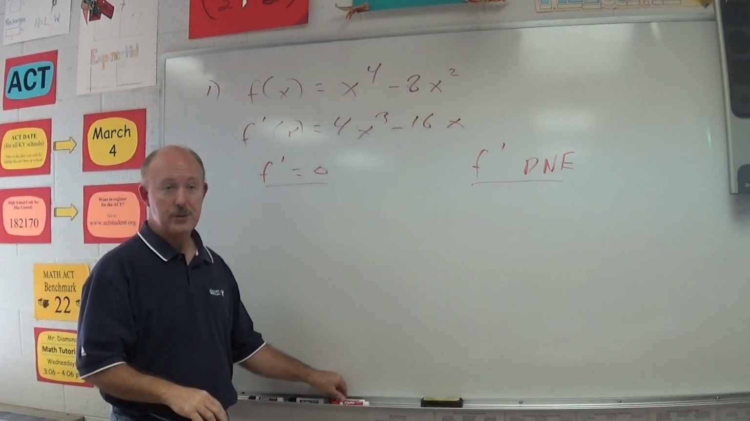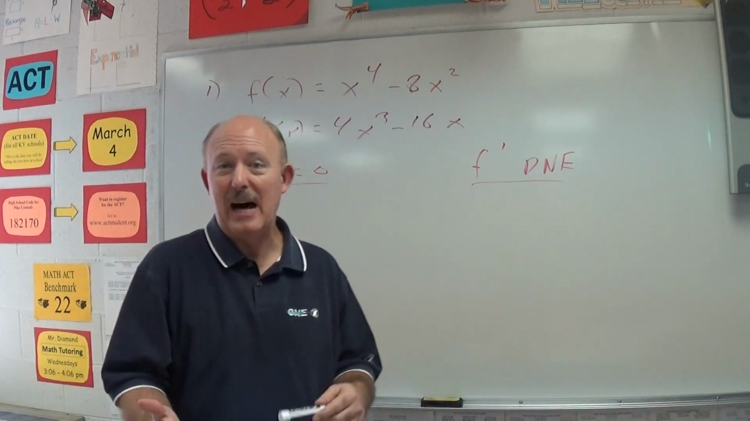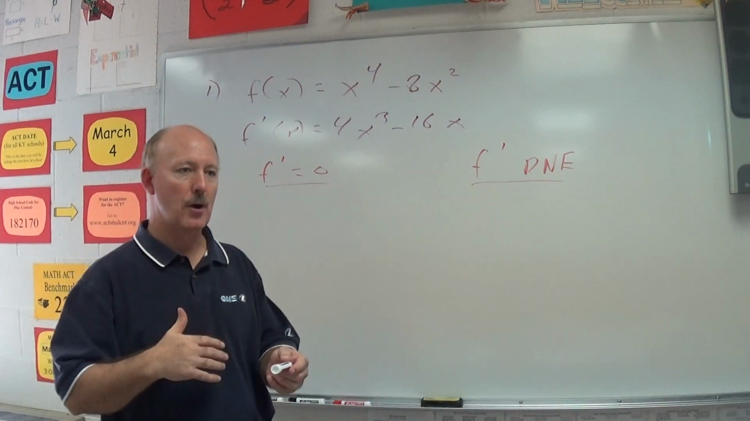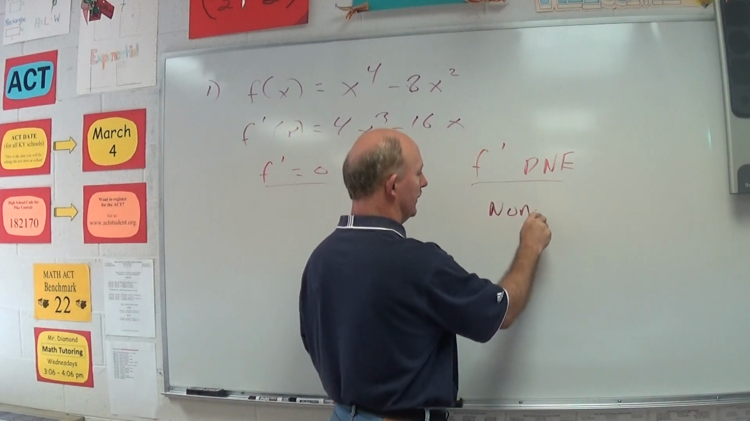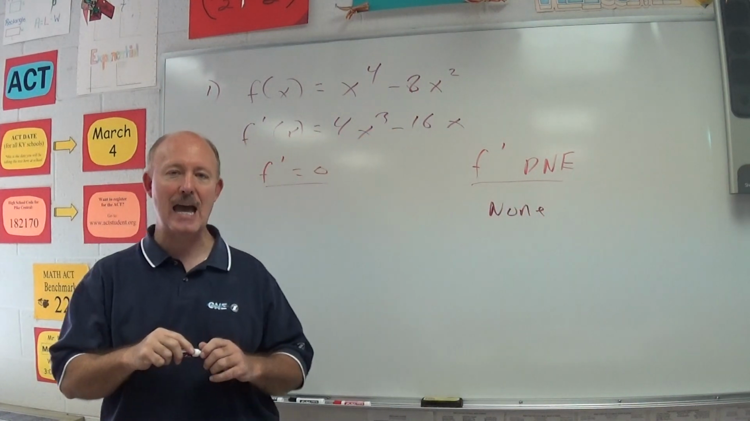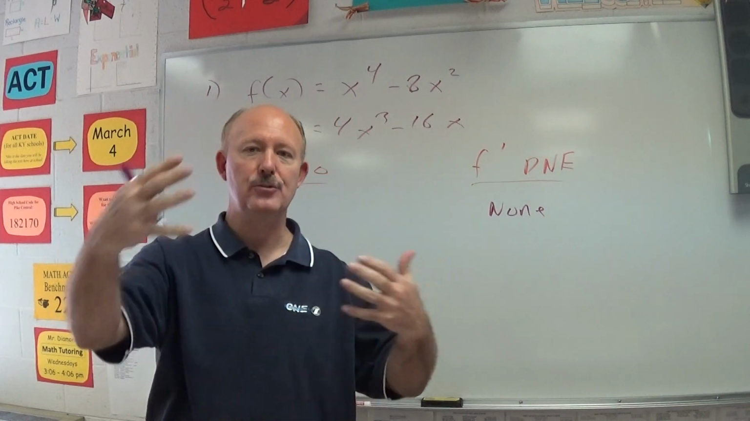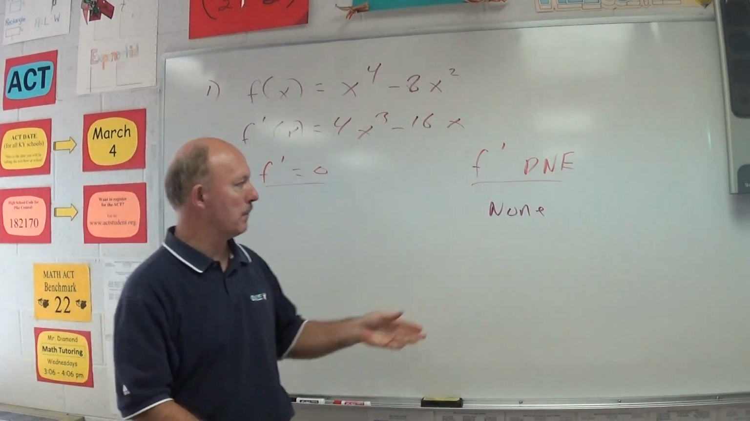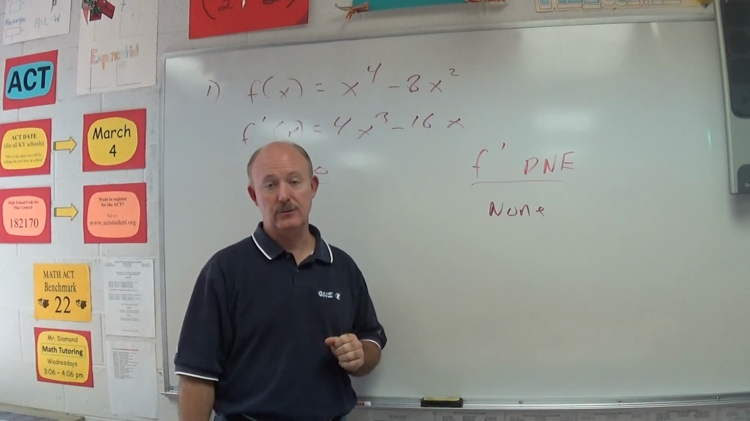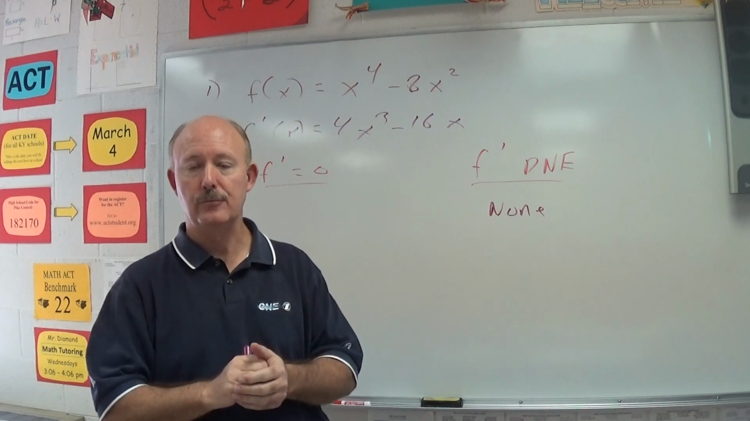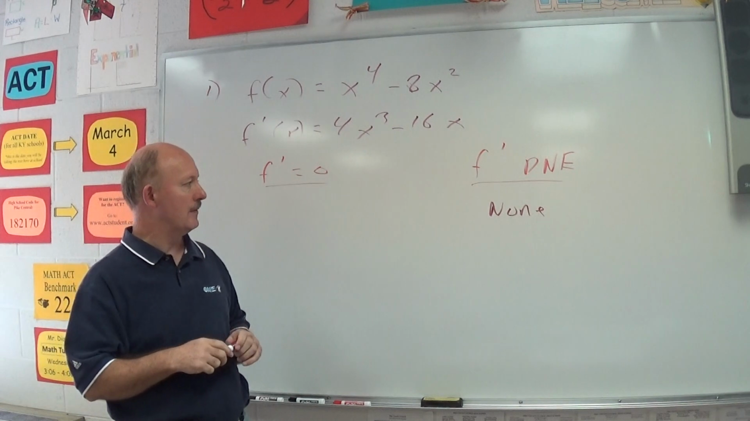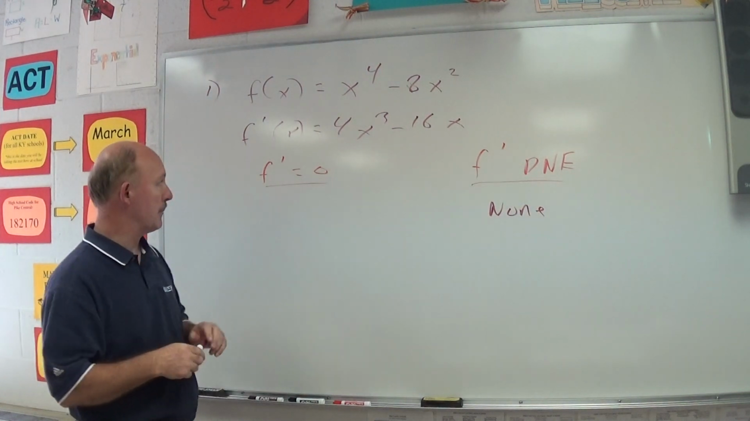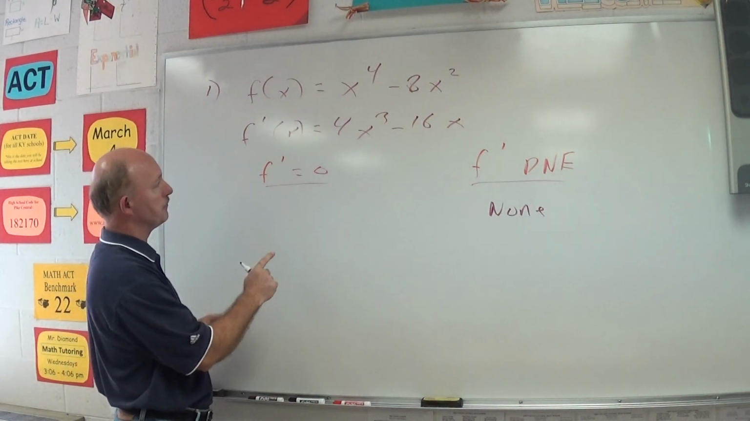First thing you notice is the derivative is a polynomial. Polynomials are defined everywhere, so when you talk about where the derivative doesn't exist, there's not any. Any polynomial is continuous everywhere. There are no places where a polynomial does not exist. Same is true for sine and cosine. So if your function has sine and cosine, there should be no place where the derivative doesn't exist, unless it's in the bottom of a fraction.